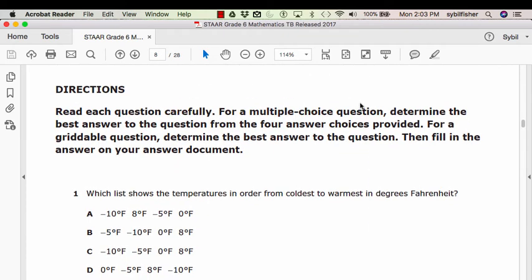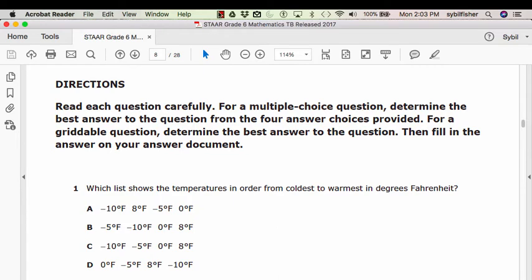Mathematics. Directions. Read each question carefully. For a multiple choice question, determine the best answer to the question from the 4 answer choices provided. For a griddable question, determine the best answer to the question, then fill in the answer on your answer document.